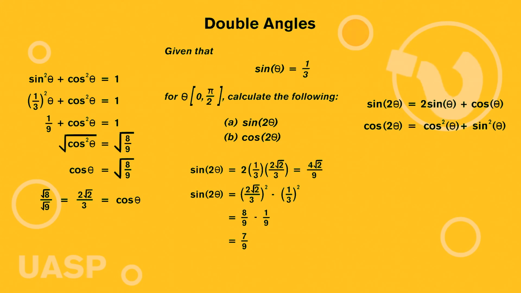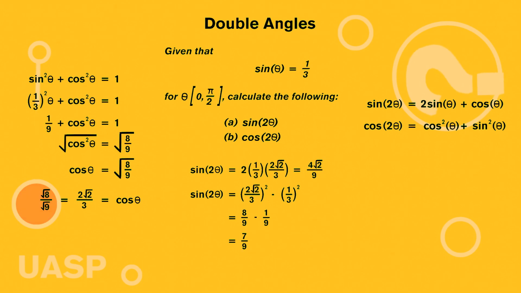And if we look at cosine of 2 theta, we can set that equal to our original equation and just plug everything in. So if we remember, our cosine is 2 square root 2 over 3, squared, minus our sine squared, where our sine was 1/3, right? And then we square that. If we solve that out, we get 8/9 minus 1/9, which equals 7/9. So these are our 2 double angles that we calculated using the formulas.